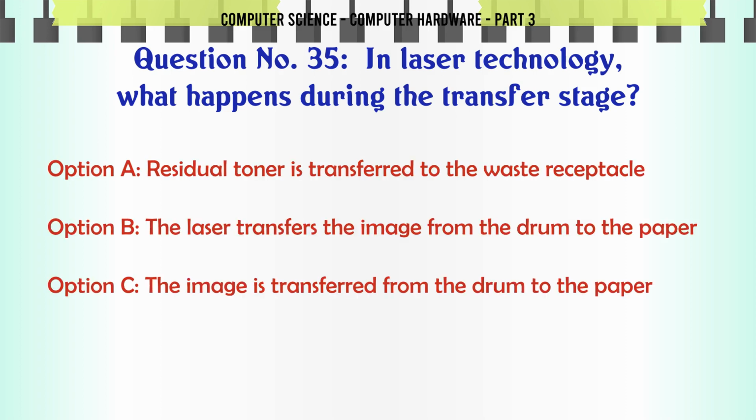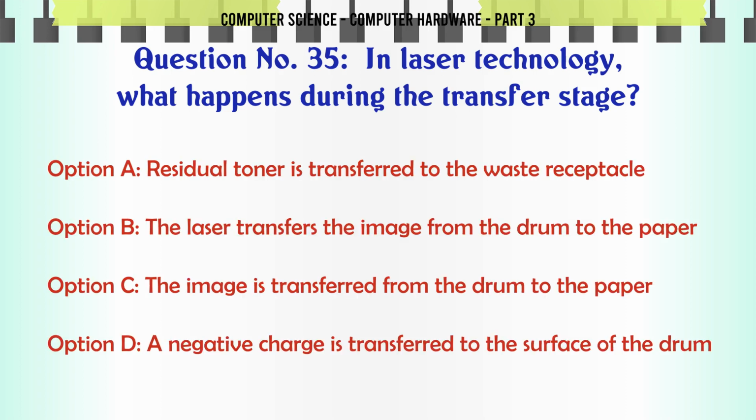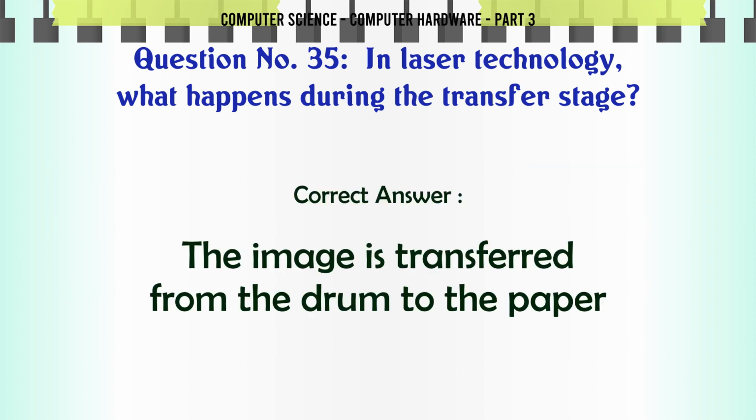In laser technology, what happens during the transfer stage? A. Residual toner is transferred to the waste receptacle. B. The laser transfers the image from the drum to the paper. C. The image is transferred from the drum to the paper. D. A negative charge is transferred to the surface of the drum. The correct answer is the image is transferred from the drum to the paper.